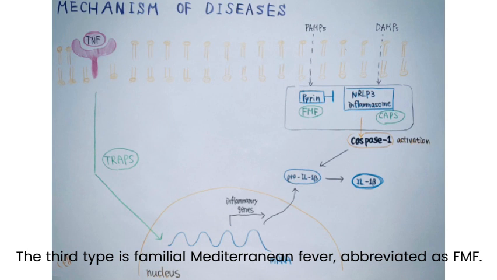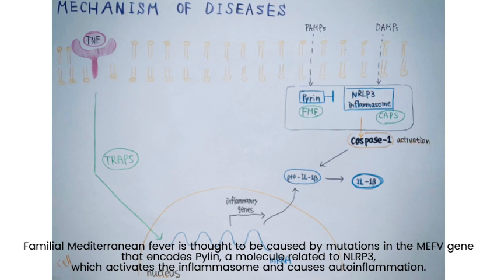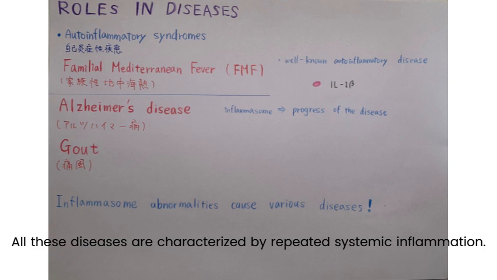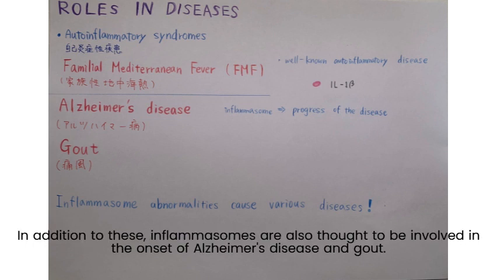The third is familial Mediterranean fever, abbreviated as FMF. FMF is thought to be caused by mutations in the MEFV gene that encodes pyrin, a molecule related to NLRP3, which activates the inflammasome and causes autoinflammation. All of these diseases are characterized by repeated systemic inflammation. In addition to these, inflammasomes are also thought to be involved in the onset of Alzheimer's disease and gout.